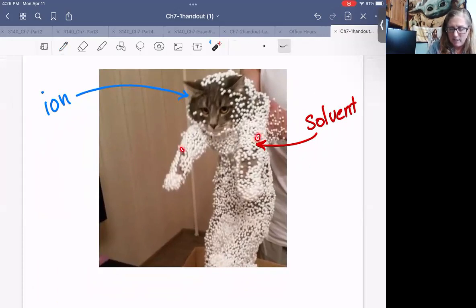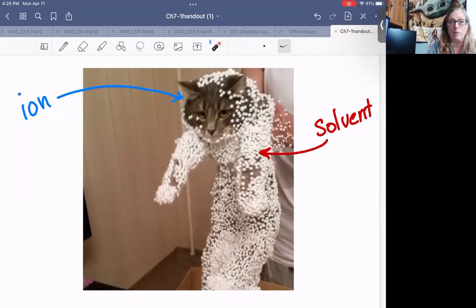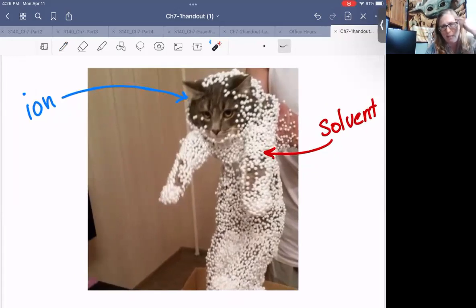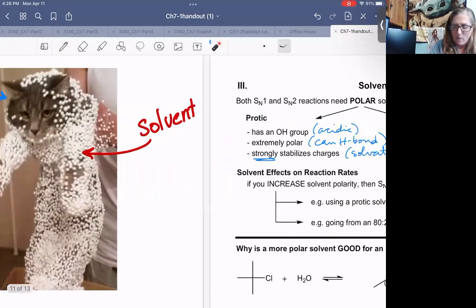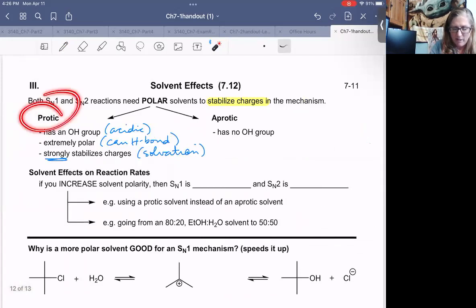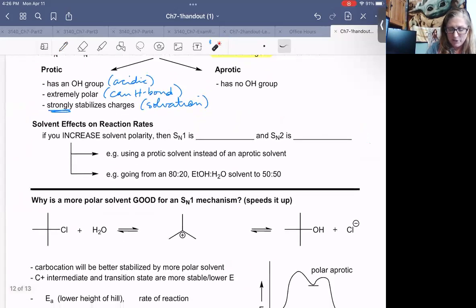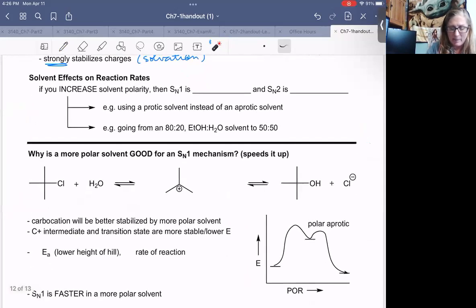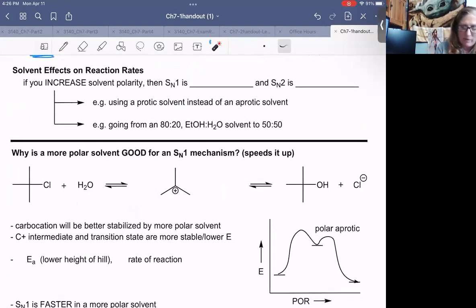So these little styrofoam balls represent a solvent. It just hugs that ion. Protic solvents especially love ions, and they're going to surround it just like the styrofoam is with that cat. Okay, so that's the image I want coming to your mind when you picture a protic solvent surrounding a cation or an anion. All right, so let's see what happens with our mechanisms when we vary our solvent.